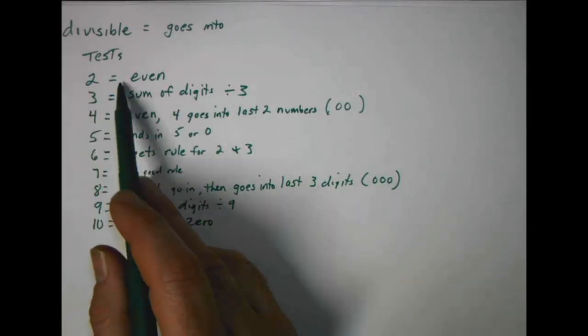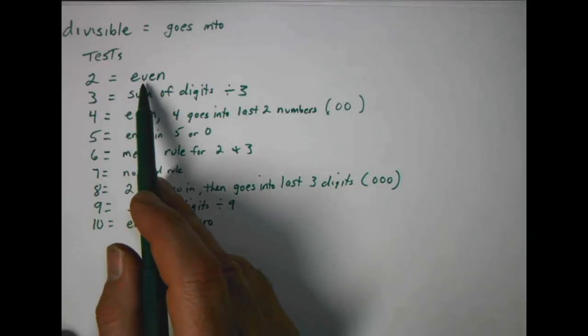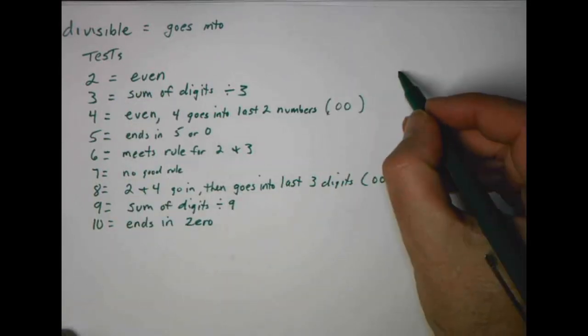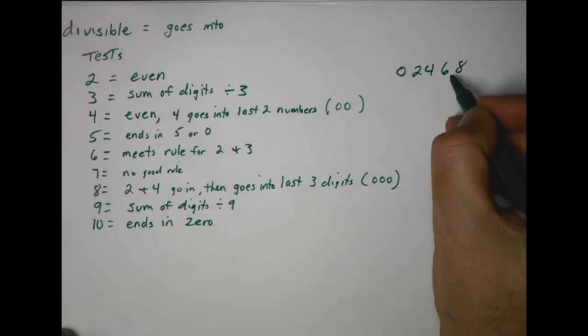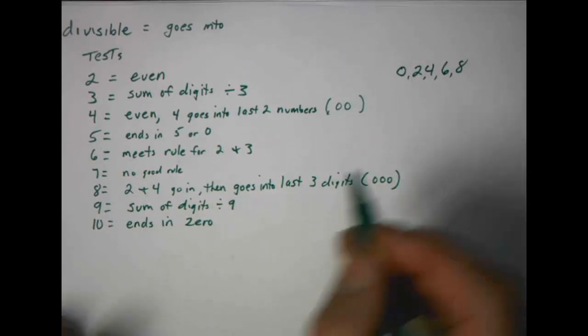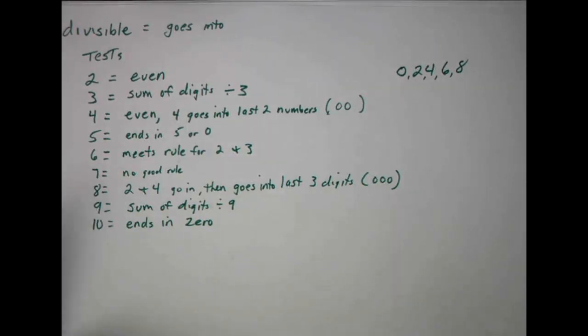So if 2 goes into a number, the number has to be even. That means it's going to be 0, 2, 4, 6, 8, etc. Okay, the even number. So if it ends in a 0, 2, 4, 6, or 8, it's going to work out okay. 2 is going to go in.